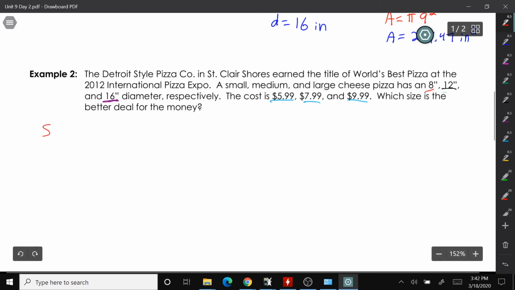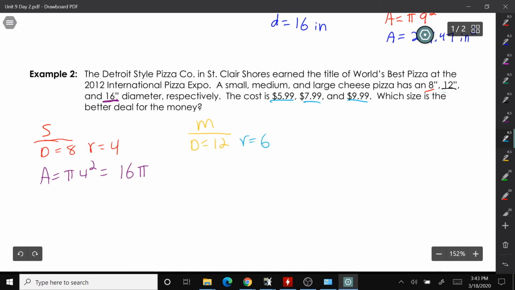So the small one, the diameter was 8, that means the radius is 4. So then the area is going to be pi times 4 squared, or 16 pi. And I'm going to leave it like that for now. Then I'm going to do the same thing for the medium one. Okay, the diameter is 12, which means the radius is 6. So the area is going to be pi times 6 squared, or 36 pi.